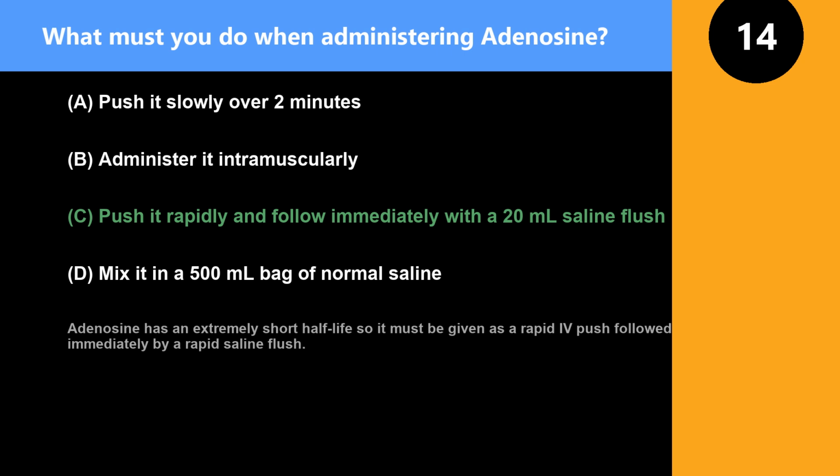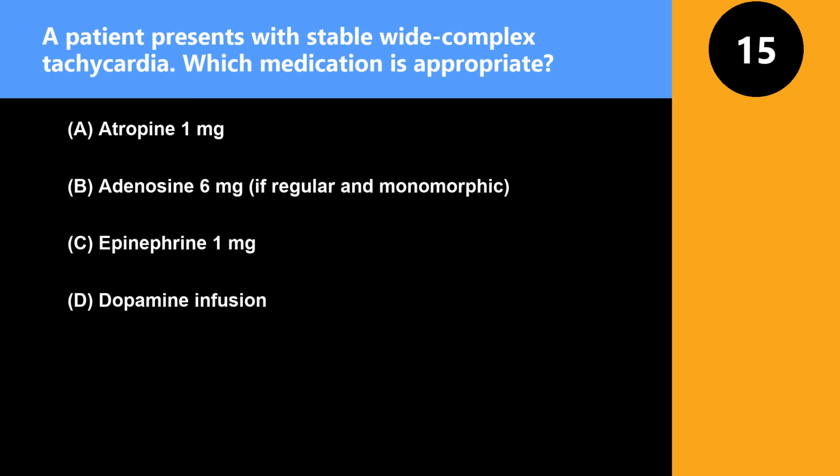Adenosine has an extremely short half-life, so it must be given as a rapid IV push followed immediately by a rapid saline flush. Question 15. A patient presents with stable wide complex tachycardia. Which medication is appropriate? Option A, atropine 1 mg. Option B, adenosine 6 mg, if regular and monomorphic. Option C, epinephrine 1 mg. Option D, dopamine infusion. The correct answer is option B, adenosine 6 mg, if regular and monomorphic.